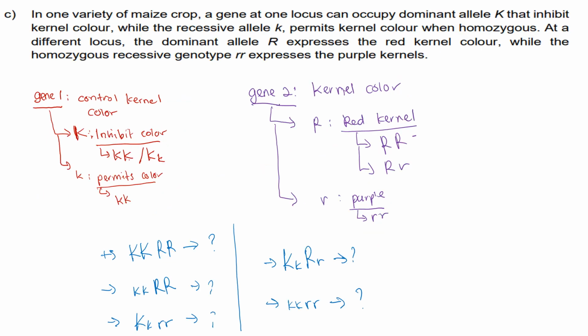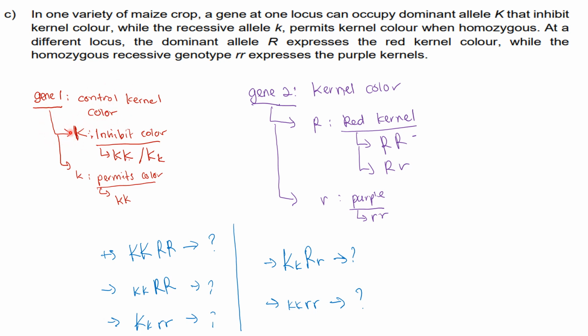Question C. In one variety of maize crop, a gene at one locus can occupy the dominant K allele, which inhibits kernel color, while the recessive small k allele permits kernel color when homozygous. At a second locus, the dominant R allele expresses the red kernel, while the homozygous recessive genotype small r expresses the purple kernel. From the statement in the question, there are basically two genes. The first gene controls the expression of kernel color.